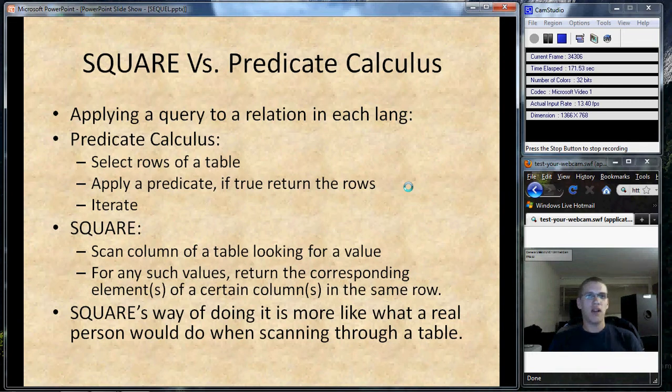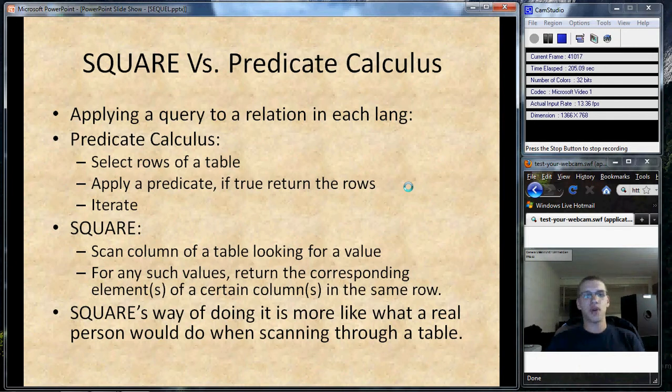So let's compare Square and the predicate calculus. Square, as you may have noticed, looks somewhat similar to SQL, but they didn't show you any predicate calculus in the SQL paper. So here are some of the differences. In predicate calculus, you need to select all the rows of a table, and then apply a predicate to it, and if true, return all the rows or a subset of the rows, and then iterate through the rows to find specific values you may want.